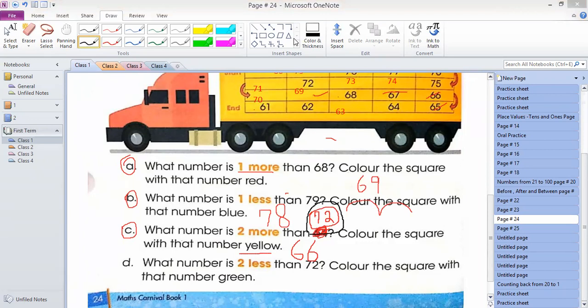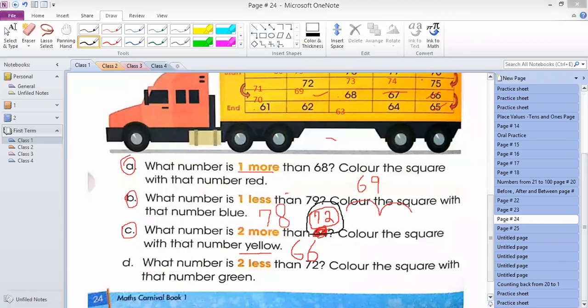What number is 2 more than 72? Ibrahim Khalil, very good. Fahad, no. Yazan, very good. Adam Sayyed, no. Iyad, very good. Hassan Muhammad, no. Abdullah Salhi.